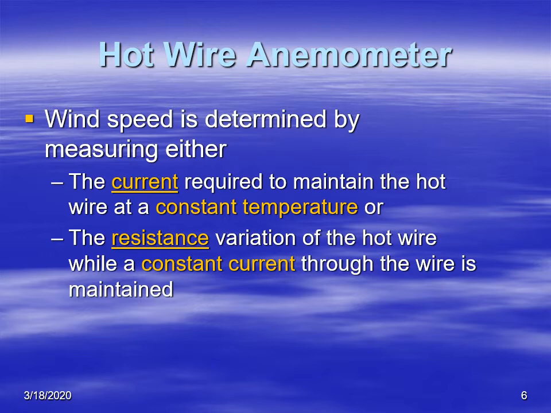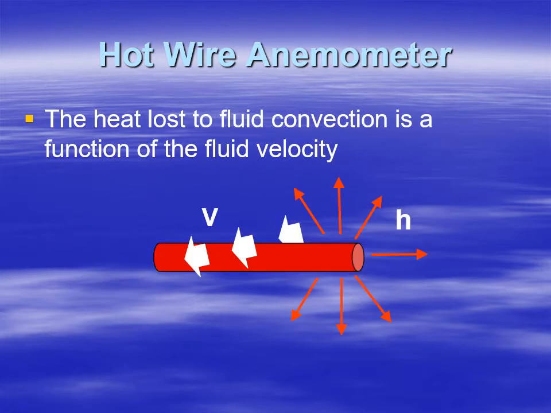The constant temperature hot wire anemometer allows the current to vary to maintain the temperature of the wire, whereas the constant current hot wire anemometer allows the temperature of the hot wire to vary, and as a result, the resistance of the wire varies. So as the wind blows by the hot wire, there's convection occurring. Convection meaning that energy is being lost to the air from the wire because of the velocity of the fluid. And it is a function of the velocity of the fluid. In this case, the fluid we're talking about is air.